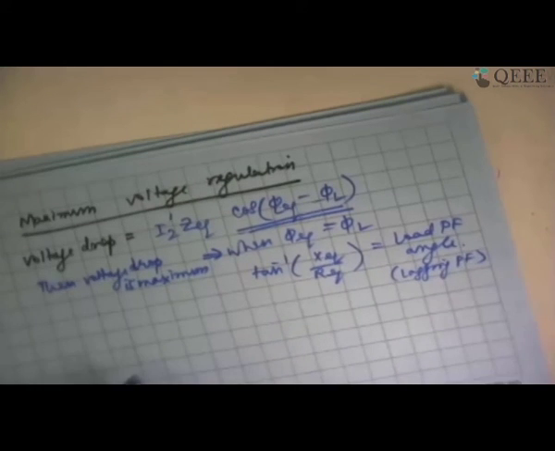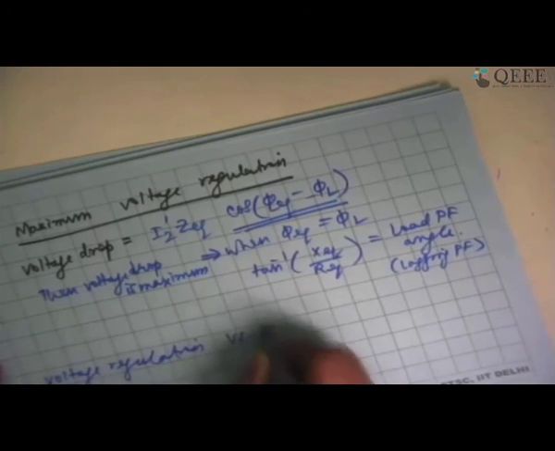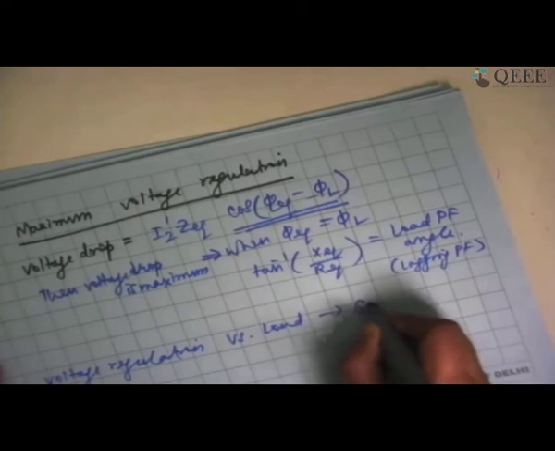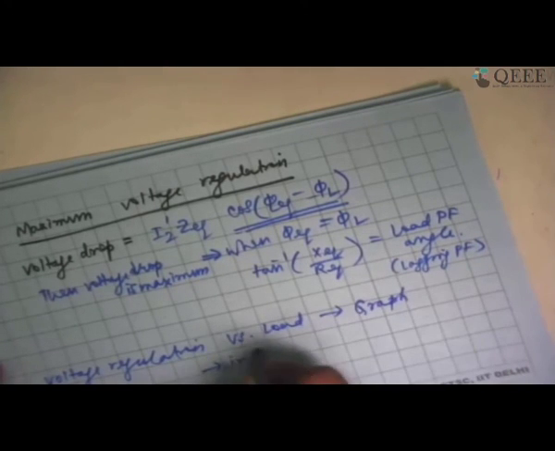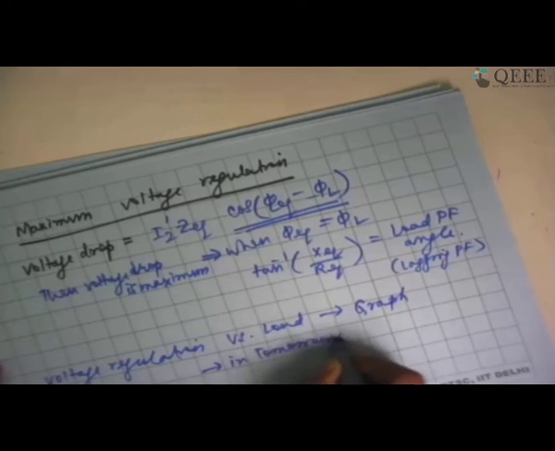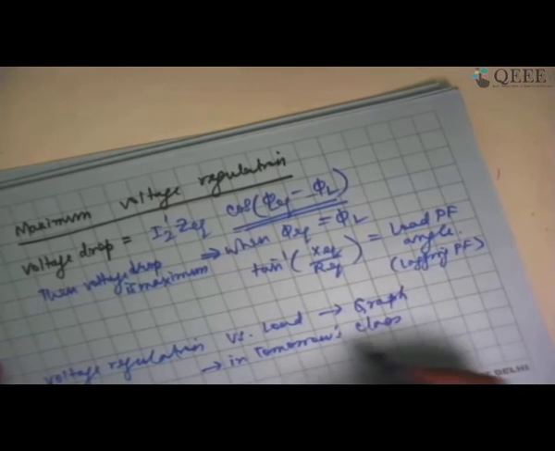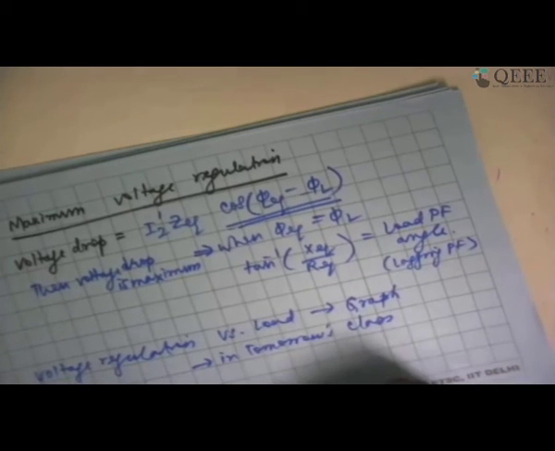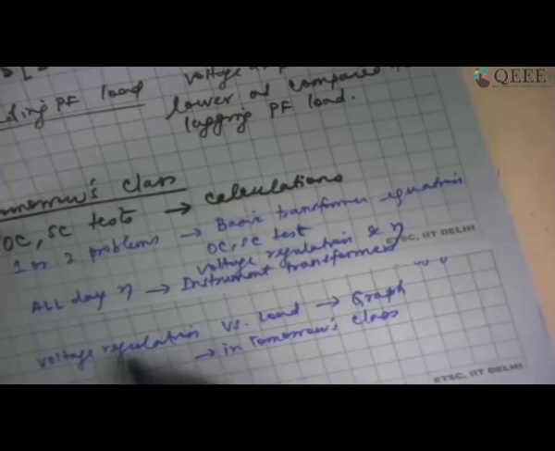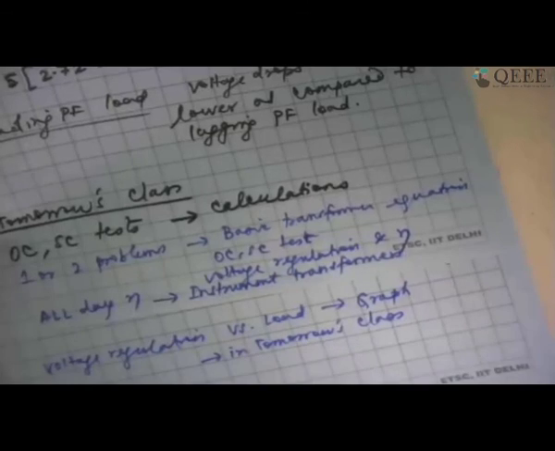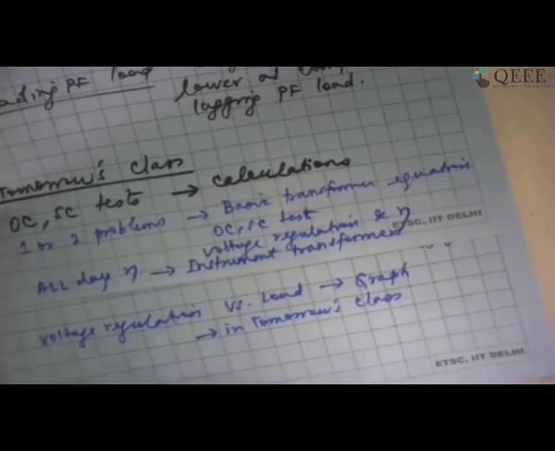So in tomorrow's class, we will also try to look at voltage regulation versus load. This graph also we will see tomorrow. So tomorrow's class we have open circuit test, short circuit test, then how to do the calculations for the open circuit test and short circuit test. Then we are going to look at all-day efficiency. We'll also look at the voltage regulation versus load graph. Then we will work out a few problems. So this is the plan for tomorrow's class. Okay. So thank you for your attention.